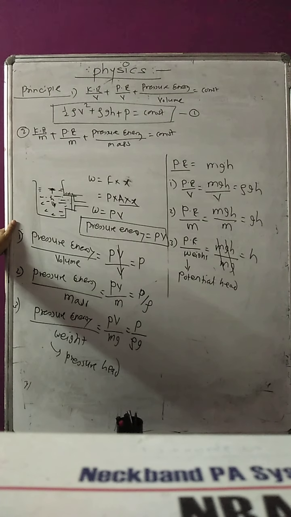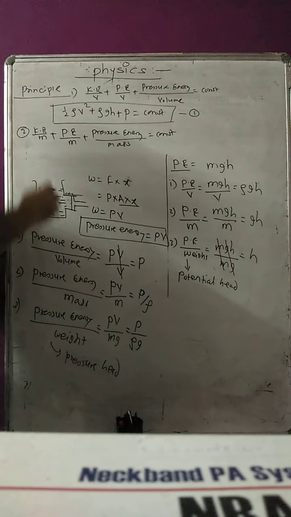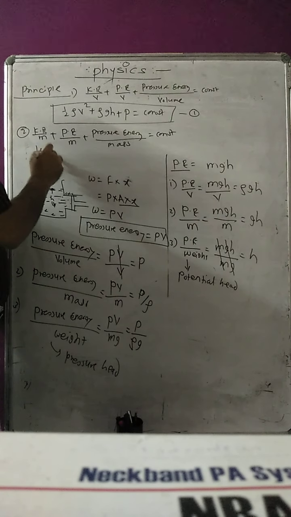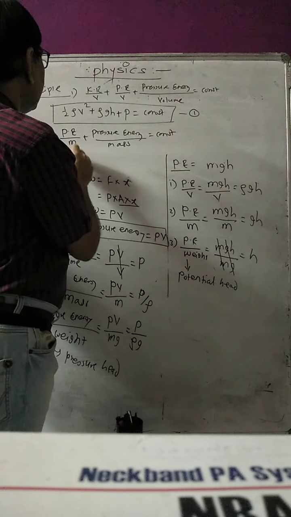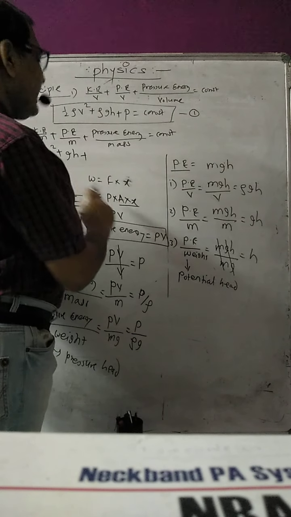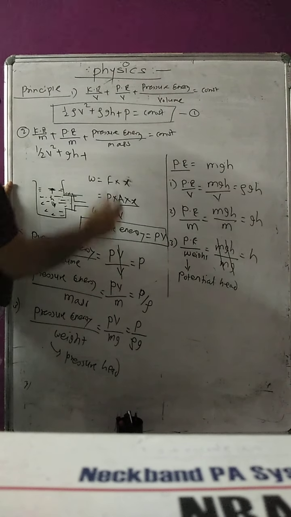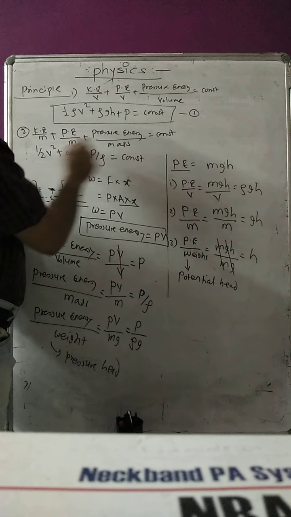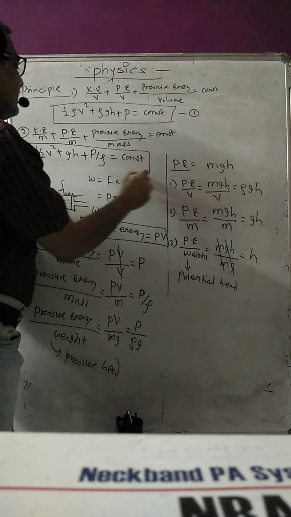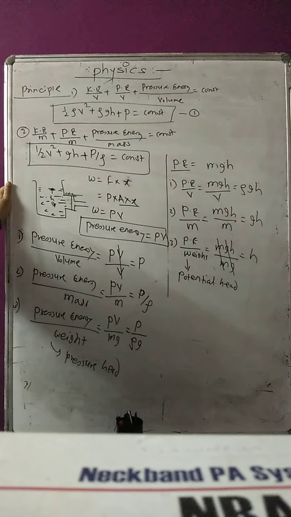So can you tell me what was that relation? Kinetic energy per unit mass, 1/2 V square. Potential energy per unit mass, GH, plus pressure energy per unit mass, P by rho, will remain constant. This is your second statement of Bernoulli's equation: 1/2 V square plus P by rho plus GH always remains constant.